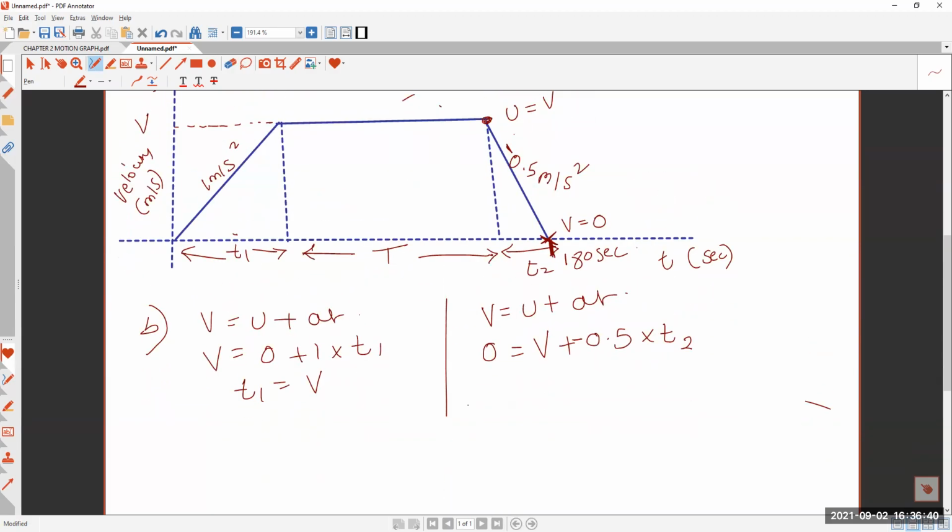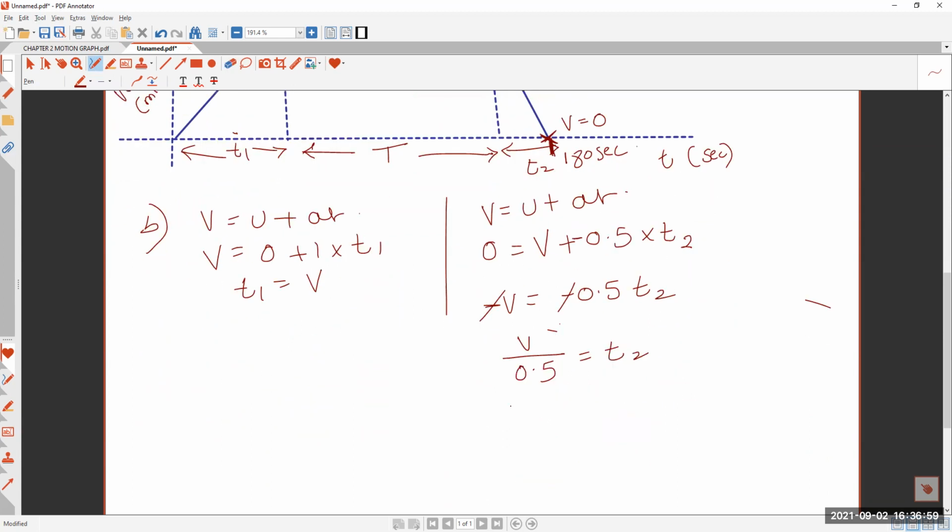আচ্ছা এখানে দেখো, তুমি এখানে মাইনাস v ইজ ইকুয়াল টু মাইনাস 0.5 t2 লিখতে পারো, ঠিক আছে? মাইনাস মাইনাস ক্যান্সেল, v ডিভাইডেড বাই 0.5 ইজ ইকুয়াল টু t2. So v by 0.25 কত হবে, t2 ইজ ইকুয়াল টু 2v. ক্লিয়ার? Yes or no? Yes. Clear now?